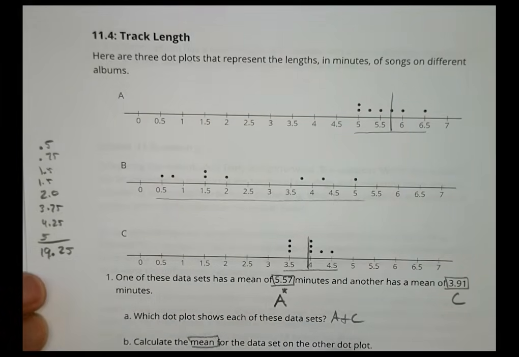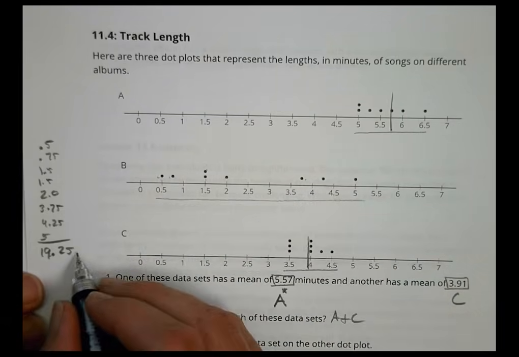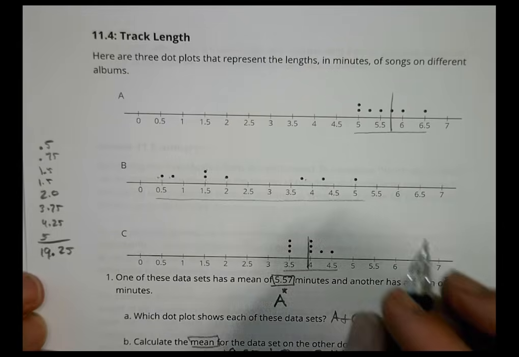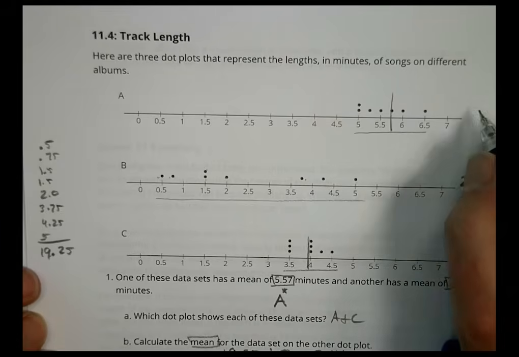I want to find the average or the mean, so I have to divide by 1, 2, 3, 4, 5, 6, 7, 8. So I divide that by 8. So I do 19.25 divided by 8, which equals 2.41. So the mean for this data set is 2.41. This one was 5.57, and this one was 3.91.